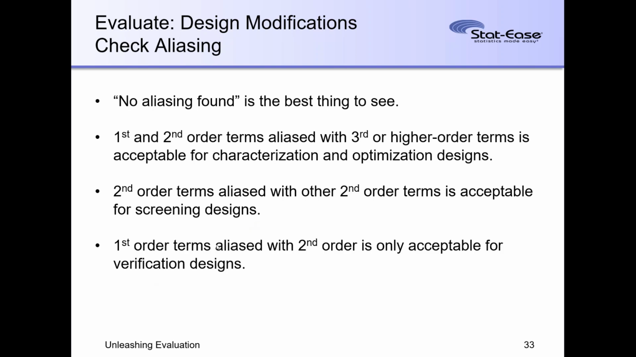When first order terms are aliased with second order terms, it's only really acceptable for verification designs where the assumption going into the experiment is there won't be any effects. And if you don't detect anything is significant, then your assumption is showing correct based on some data.